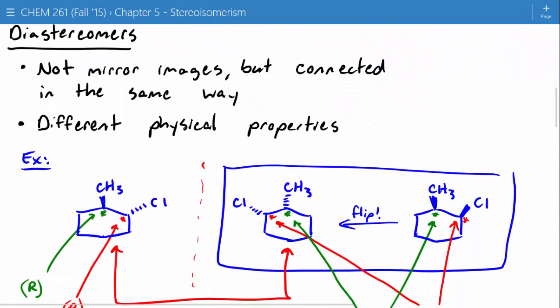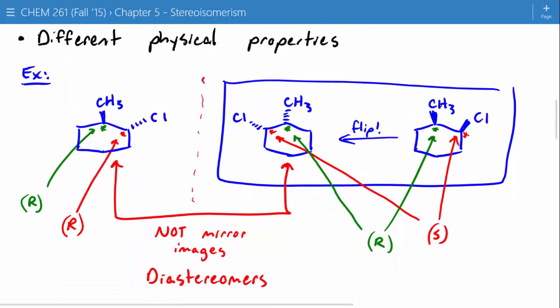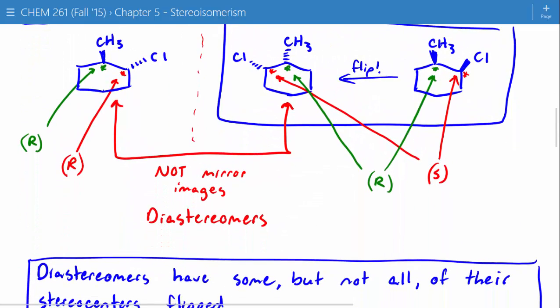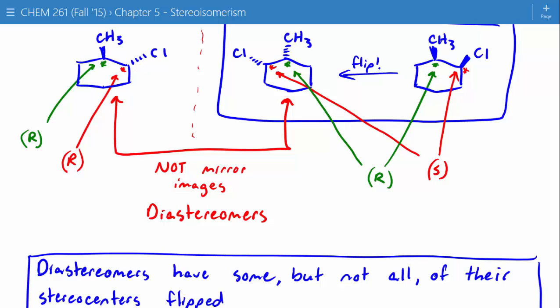The second one is looking at diastereomers. Diastereomers are connected in the same order, but in this case, they're not mirror images. And they have different physical properties because of that. Like I said, the easiest way to spot a diastereomer is to flip some, but not all of the stereocenters. So you can flip one or two, but you can't flip all of them.